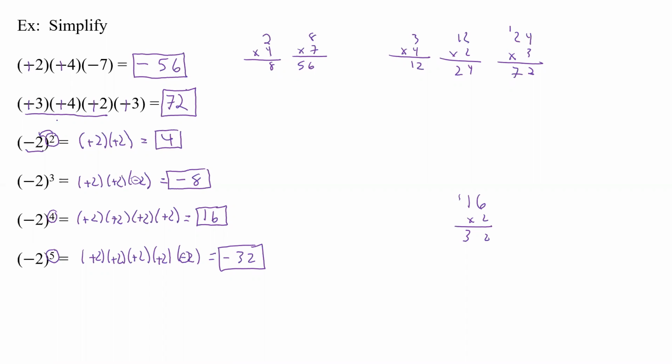So that's kind of showing us how we can multiply a string of numbers together, whether they're positive or negative, and we know that 2 negatives make a positive, and if we have an odd number, we get a negative number for an answer. If we have an even number, we get a positive number for an answer.